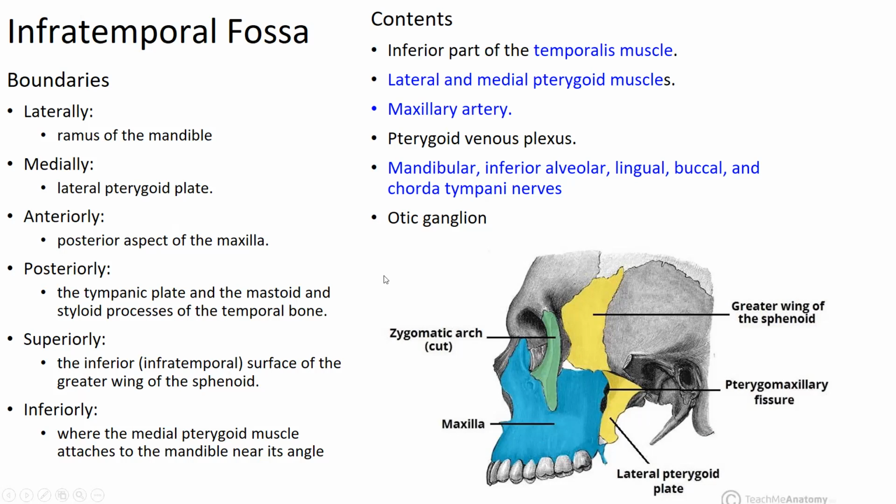A lot of stuff in here, but it all is generally kind of big, so you can see it, which is nice. So inferior part of the temporalis, lateral and medial pterygoids. The lateral pterygoid you'll be pulling out to get to everything else. It's going to be a superficial thing, then maxillary artery, pterygoid plexus, and then mandibular. These are all just different nerves that are going to be in there, as well as the otic ganglion, which you may or may not see. Sometimes it's kind of tough to see.